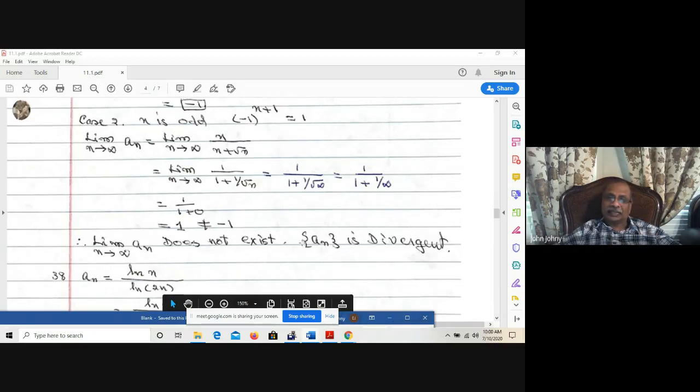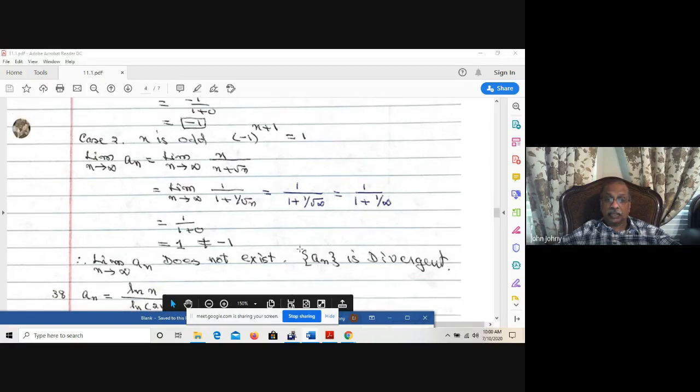In fact, personally, I don't like the word divergent here. Actually, it is an oscillating sequence. The most appropriate term is oscillating sequence. But in your book, they say this is divergent, so I don't want to deviate much from the book.